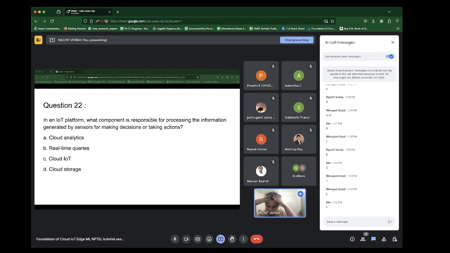And even then, if you take a look at the slides, the cloud IoT is responsible for this kind of processing of the information. So please correct me if I made any mistakes over here.